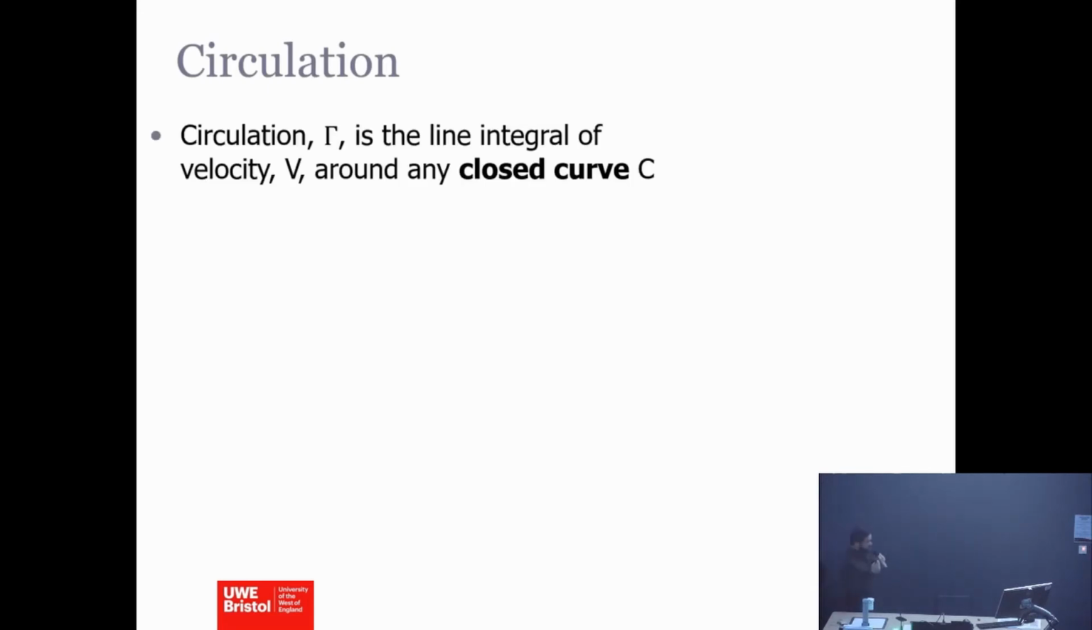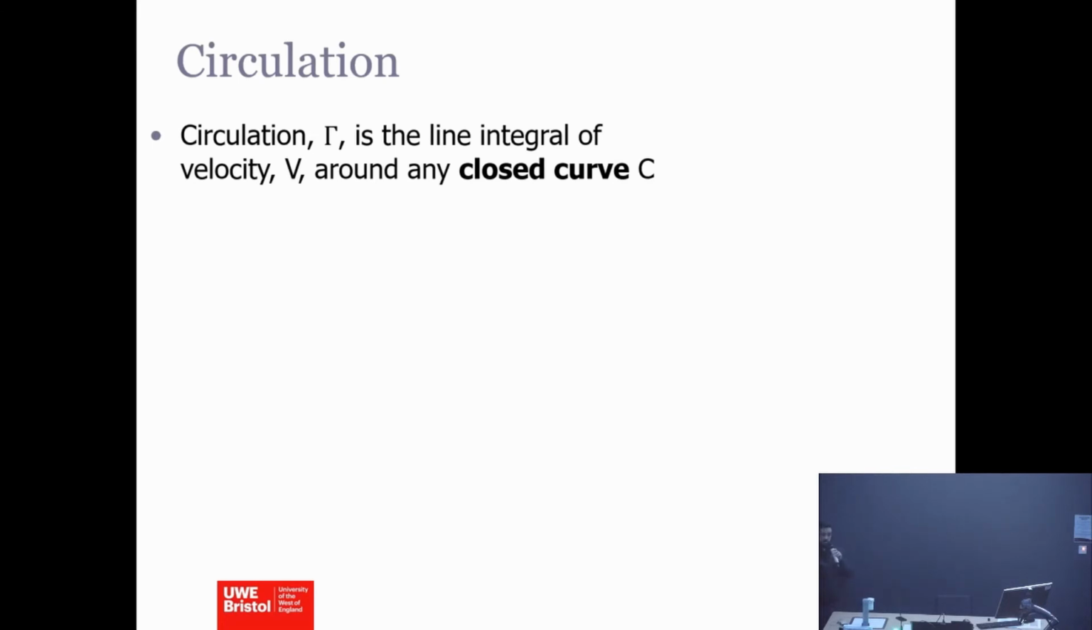Okay, let's talk about the concept of circulation. What is circulation? Circulation, symbol kappa, is basically, by definition, the integral or summation of the velocity field around the closed curve C. So if you take any closed curve C in space, and along that curve there is a velocity field that you can define. If you take the integral of that velocity field along that closed curve, that will give you the circulation. That's the concept of circulation.